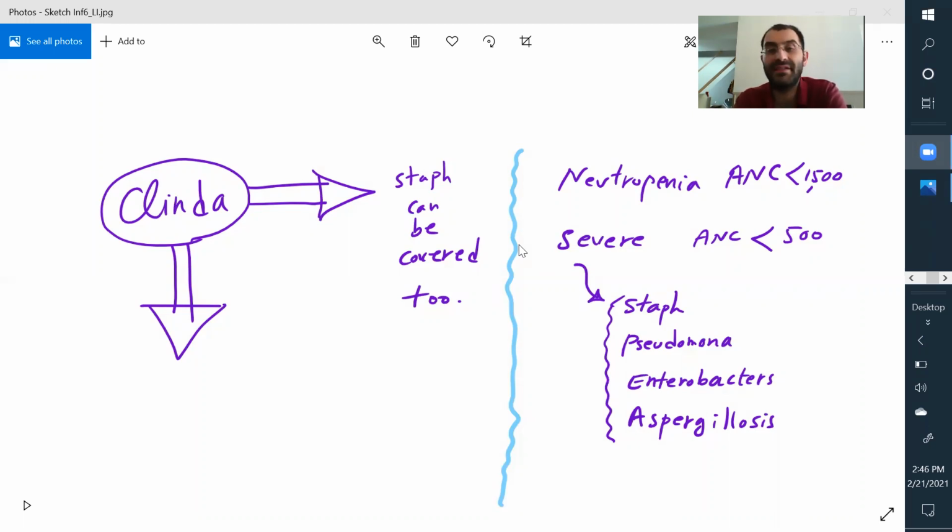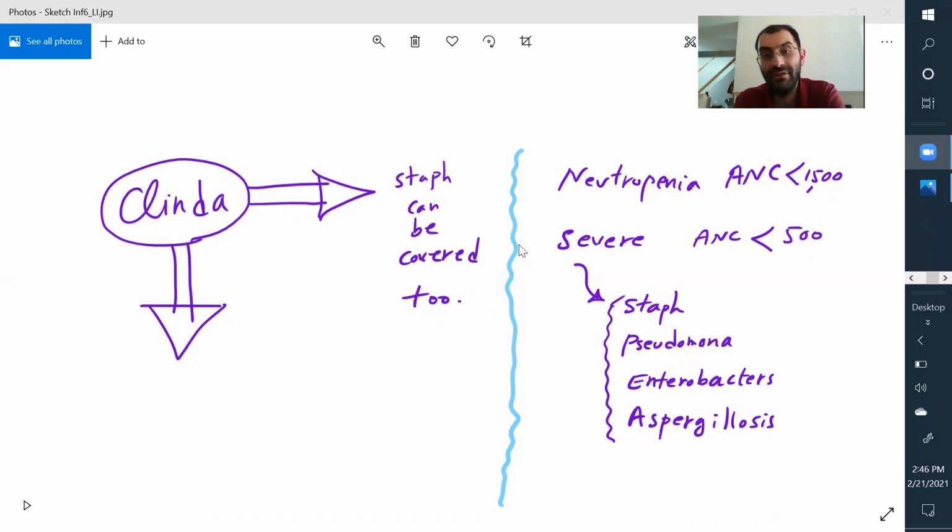Clinda is for abscesses, anaerobes above the diaphragm, right? So, for example, dental abscesses. A lot of my dentist friends still actually prescribe metronidazole for dental abscesses, but Clinda is better, right?